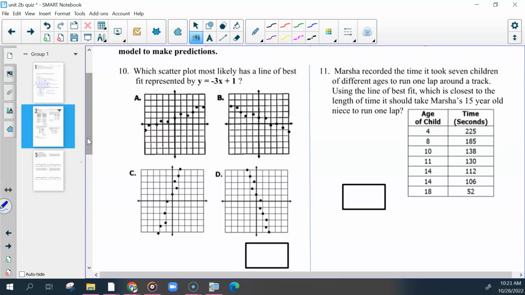With 10, you're looking for which of these best fit this equation. So look at the slope first, see if it's positive or negative. This one is negative, so anything that's positive we can get rid of. And then if you need to, draw this onto these graphs to see which one best fits it. And you're looking for, of the two, which one does the points surround the line the best, and that would be D.